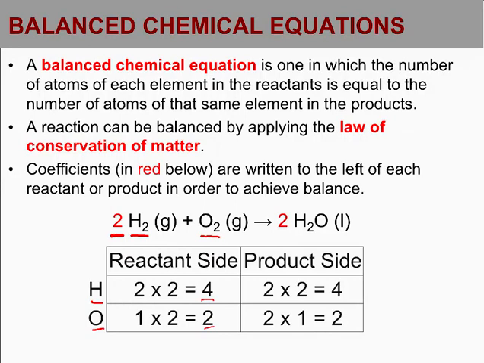And then on the product side, we have 2 hydrogens and 1 oxygen for every molecule of water, but we have a 2 in front, so that doubles everything. So that means we have 4 hydrogens and 2 oxygens total. So everything is balanced, which is good because that means we're following the law of conservation of mass.